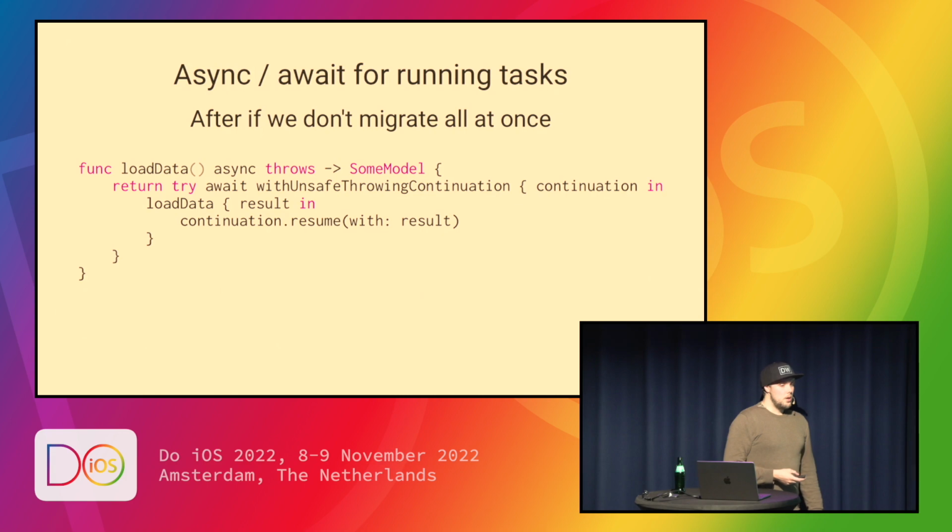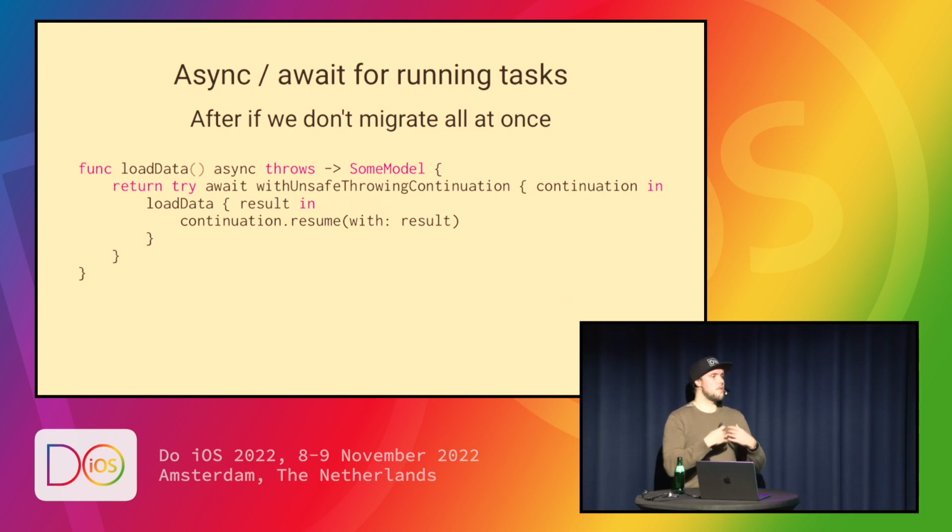If we want to take it easy, because we did that with combine as well, and we don't want to migrate over to async await all at once, or not necessarily re-implement all our network calls with async await, we can also call our old callback-based code and use a continuation, right? So we can have the same method signature, load data, async throws, return some model, but we will return try await with unsafe throwing continuation. That basically is similar to combine's future, except it is not at all the same thing, but it does serve a similar purpose because it allows us to call some of our old code that is closure-based, obtain a result, and then tell the continuation to resume with that result.